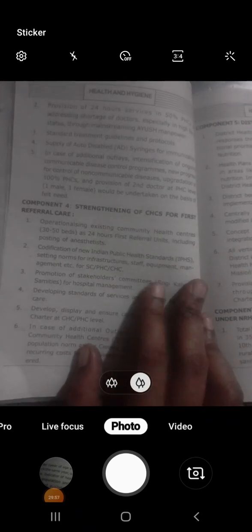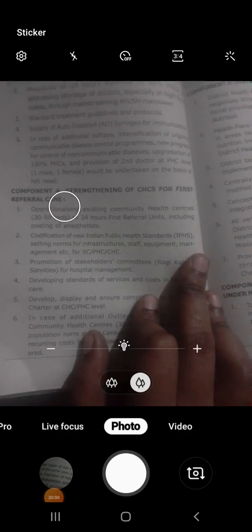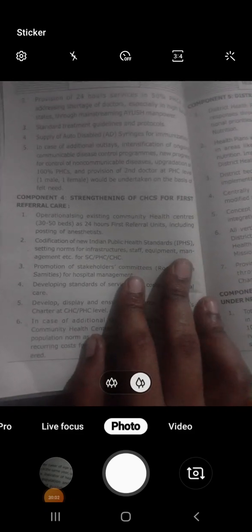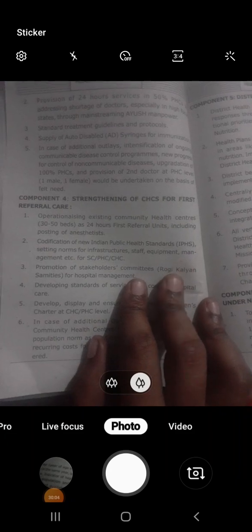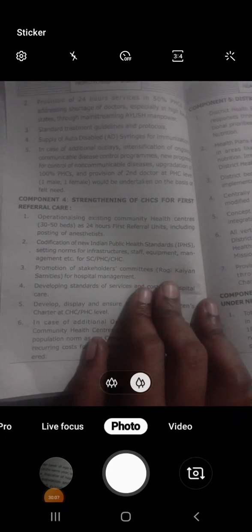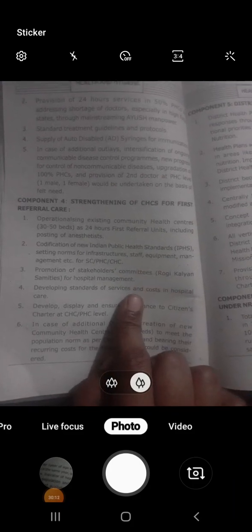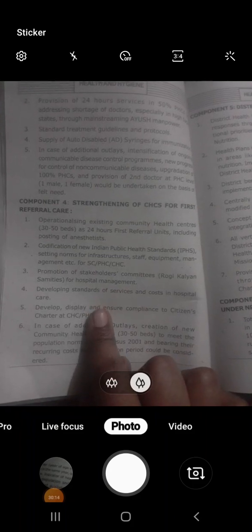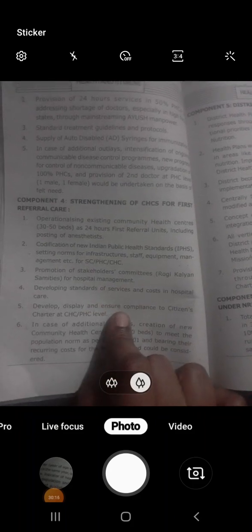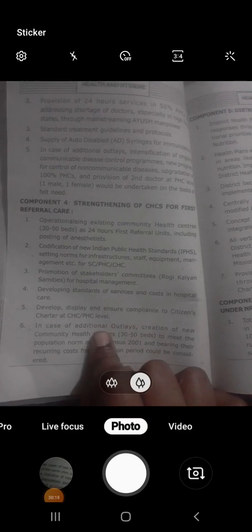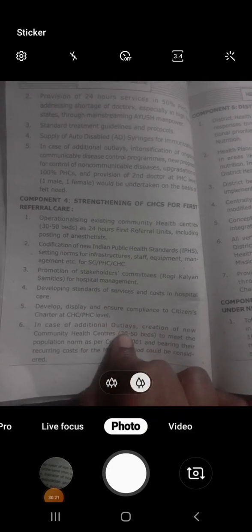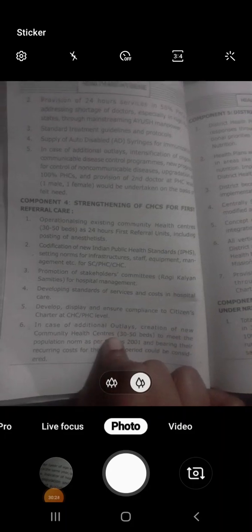And next we are having strengthening of CHCs. CHCs are community health centers of 30 to 50 beds, functioning 24 hours. New Indian Public Health Standards will be applied, along with stakeholder committees for hospital management. Infrastructure will also be developed, standards of services, cost of hospital care, and ensuring compliance, and also, in case of additional outlays, creation of new community health centers to meet the population norms.